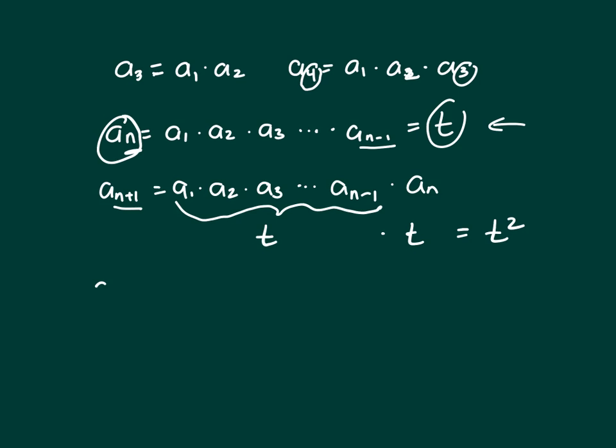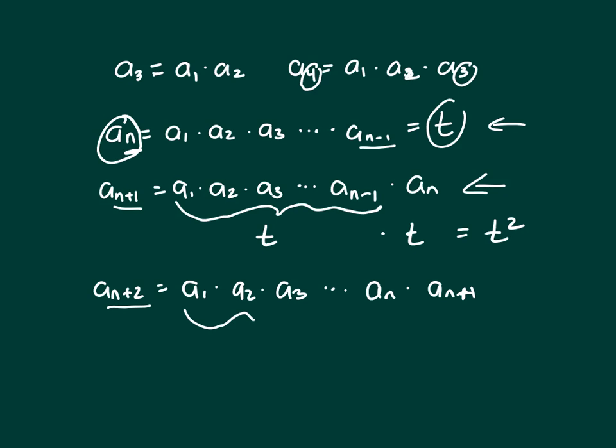Okay, a sub n plus 2, let's figure out what that is. That's a sub 1 times a sub 2 times a sub 3. A sub n plus 2 would be a sub n times a sub n plus 1. A sub n plus 1 is one less than n plus 2. So what is a sub 1 up to a sub n? Well, that's what we found here, right? That's a sub 1 up to a sub n, and that was t squared.